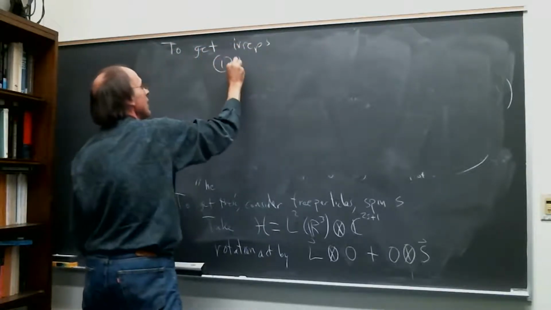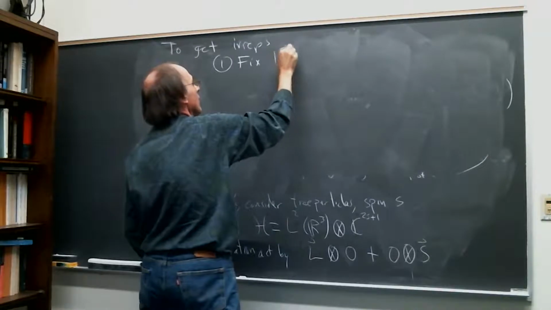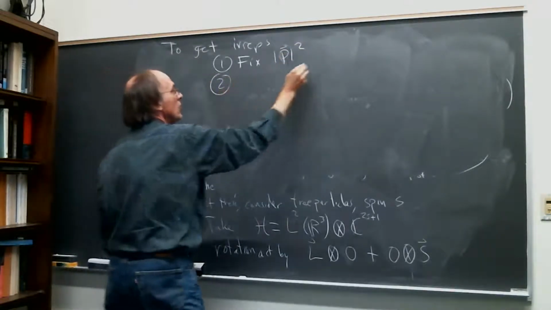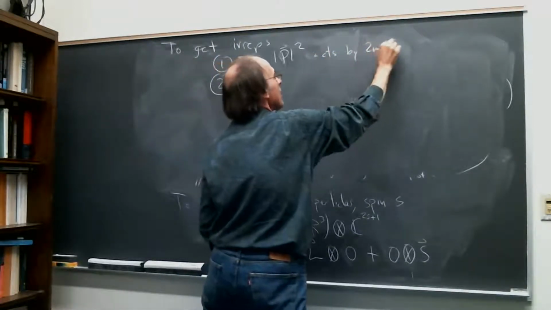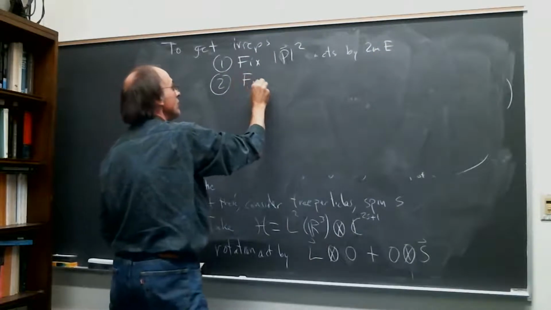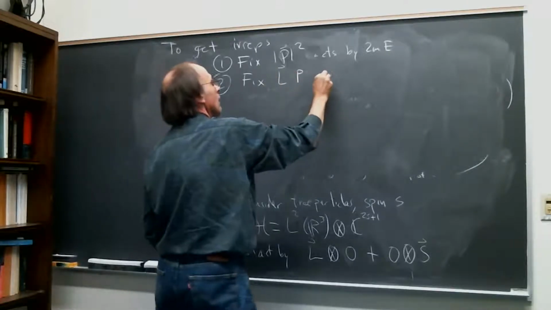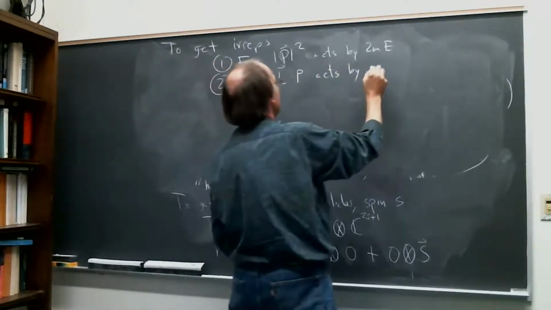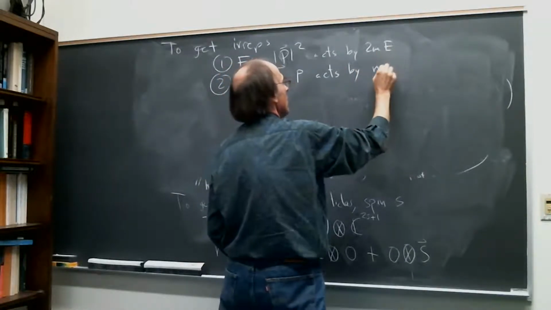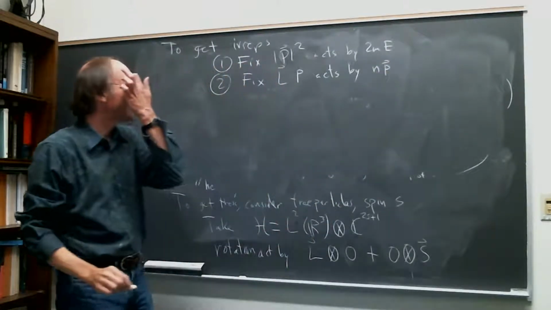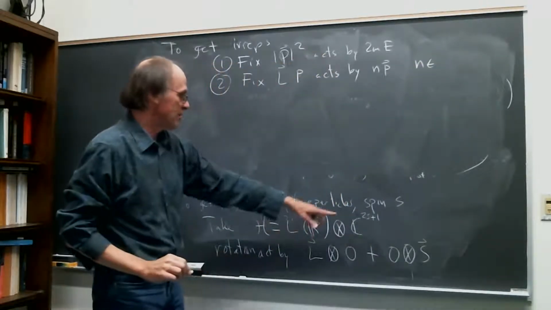What you want is you fix P squared, which acts by 2mE, but you also fix L vector dot P vector, which acts by N times P vector, and there are possible values of this N.